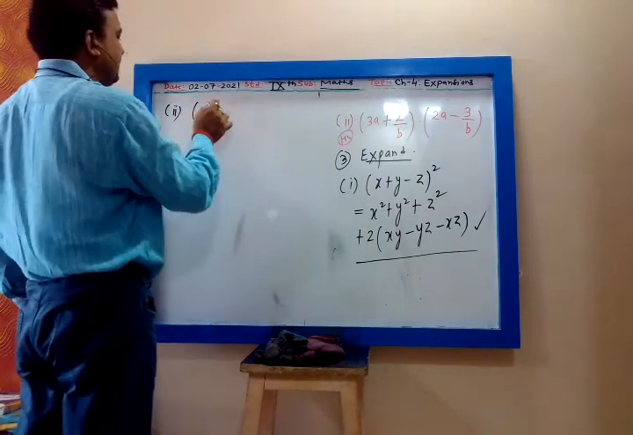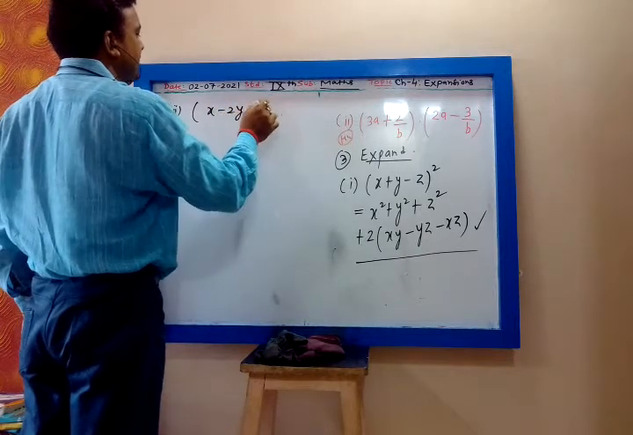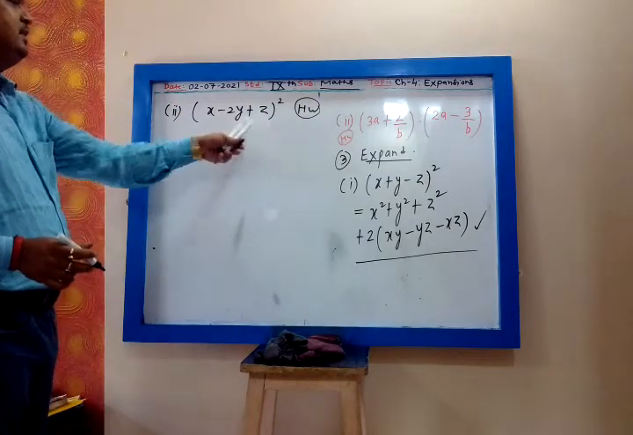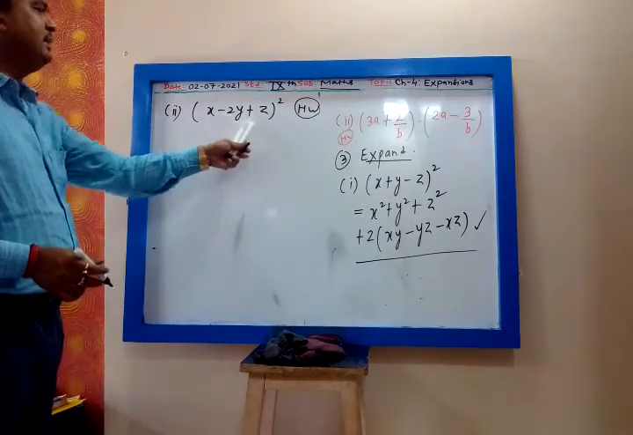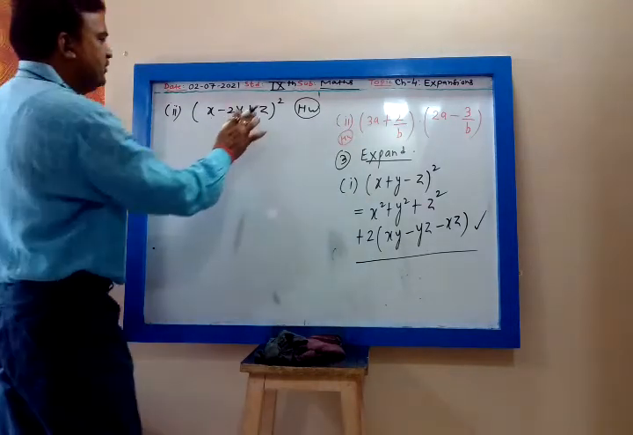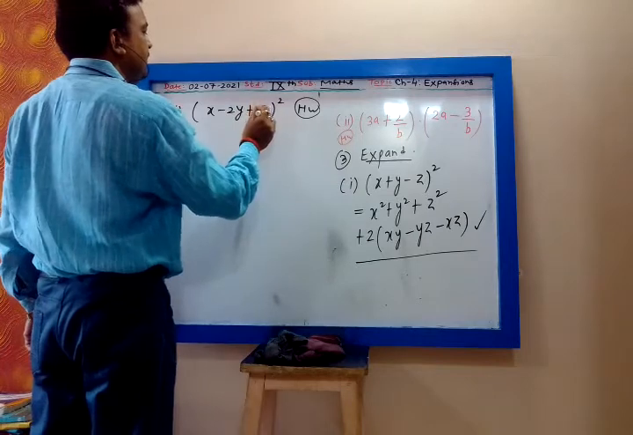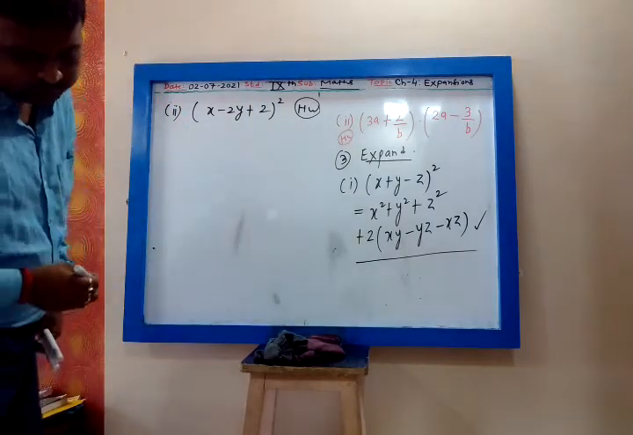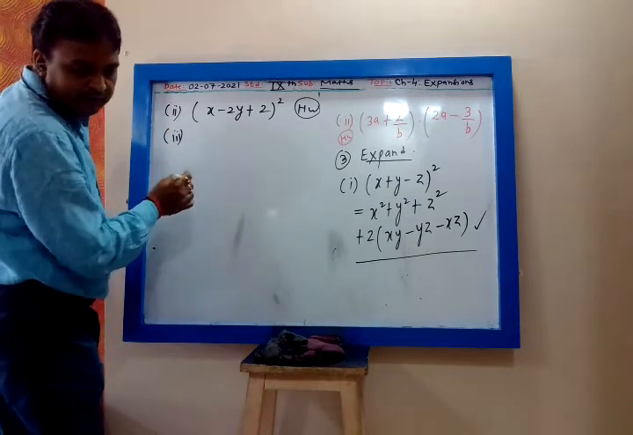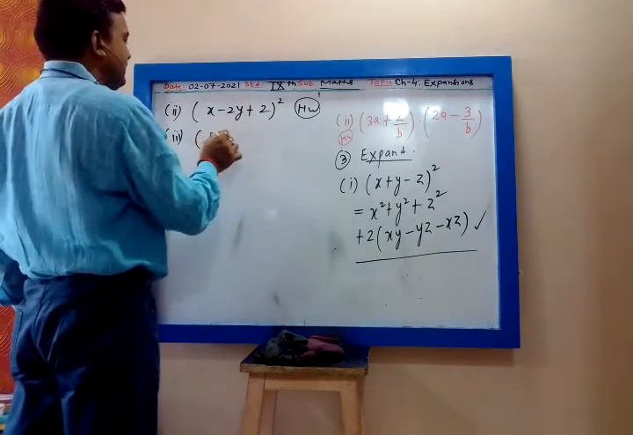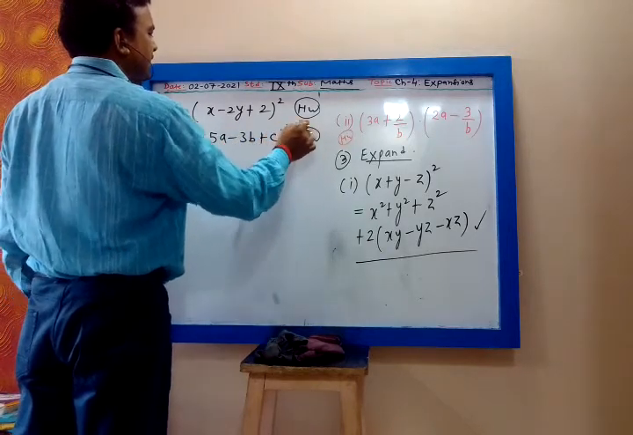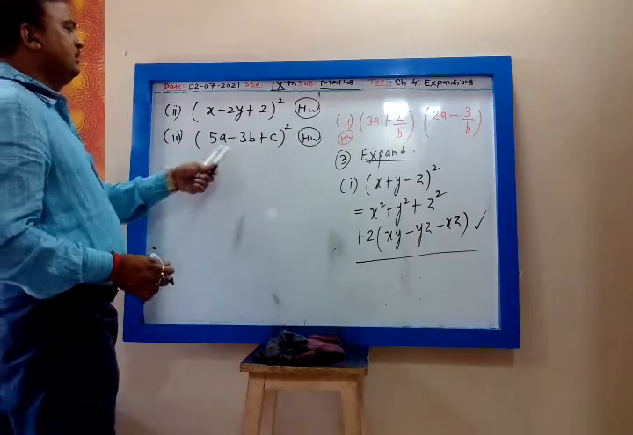Then second, x minus 2y plus z whole square. This will be homework. Same way, square of each, then 2 times, multiply these two, multiply these two, multiply these two. X minus 2y plus 2 whole square. Sorry. X minus 2y plus 2 whole square. Then third, 5a minus 3b plus c whole square, same way. That will be square of each plus 2 times.